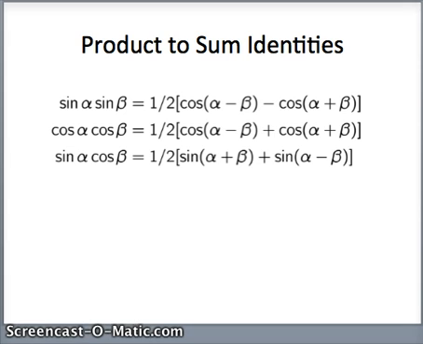So here's a first collection of identities. Sine alpha sine beta is 1/2 [cos(alpha minus beta) minus cos(alpha plus beta)]. Cos alpha cos beta is 1/2 [cos(alpha minus beta) plus cos(alpha plus beta)]. And sine alpha cos beta is 1/2 [sine(alpha plus beta) plus sine(alpha minus beta)]. And we just need to get some practice in terms of how to use these.